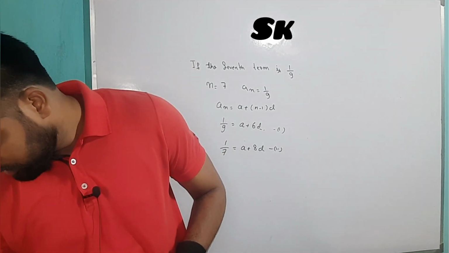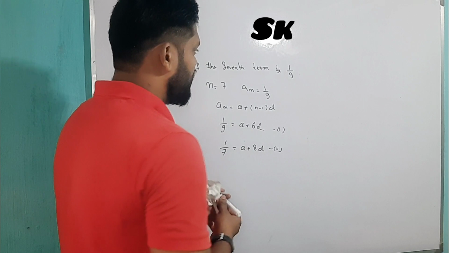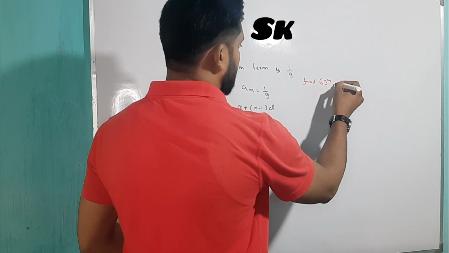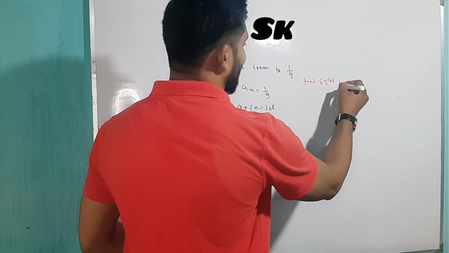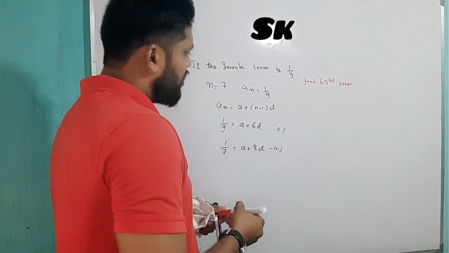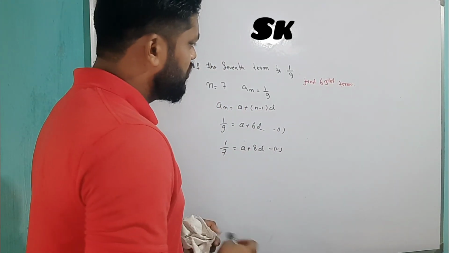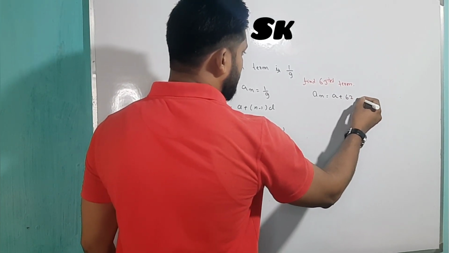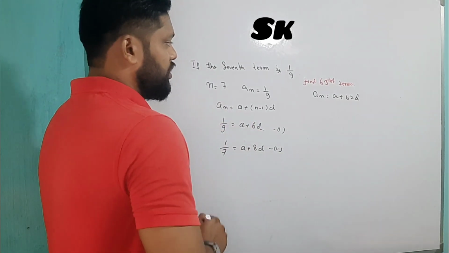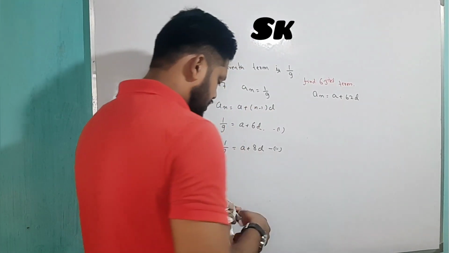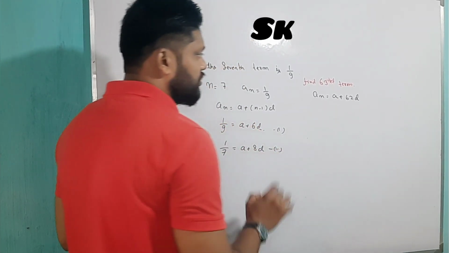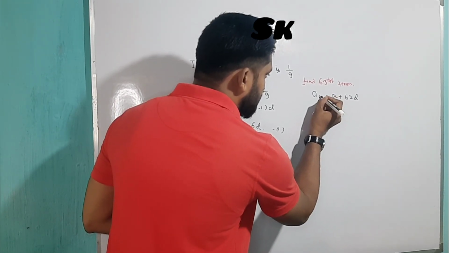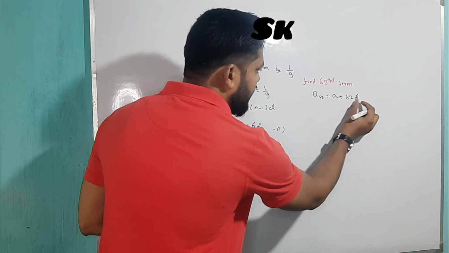No, I have to find out the 63rd term. To find the 63rd term, it will be just like this: an is equal to a plus 62d. You understood why it is 62d, n minus 1. If I want this complete answer, I need to have A and d. Then only I'll get my answer.